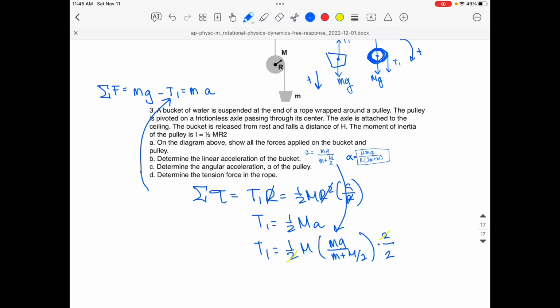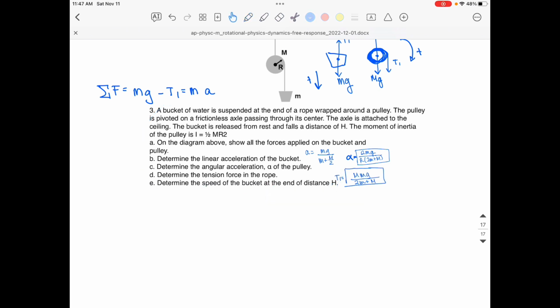And then I get big M, little mg. And then if I distribute this 2 to each side, I get 2m plus M. And I believe that is your answer for tension 1.